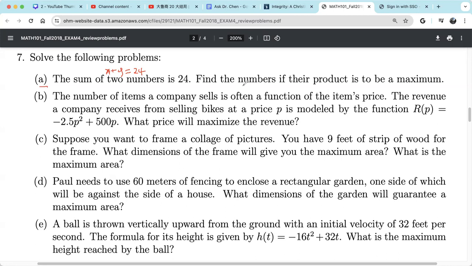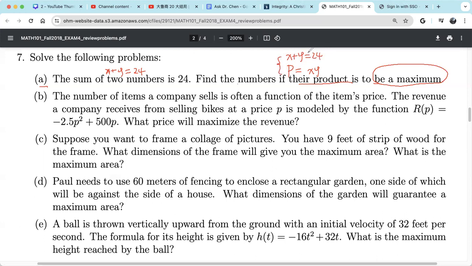Let's see what we have to do. Find the numbers. So we want to find x and y, if their product, meaning we multiply those two, x times y, is to be the maximum. So how do we find the maximum? Well, let's call the product P. So P equals xy, and we have the first equation, x plus y equals 24.